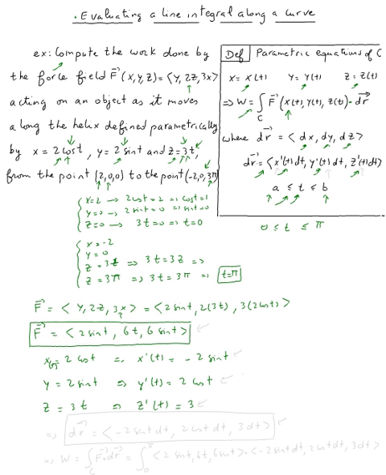Now what does that mean? This means that my dr is equal to x prime of t dt, so minus 2 sine of t dt, and then y prime of t dt, which is 2 cosine of t dt, and then z prime of t dt, which is 3 dt.